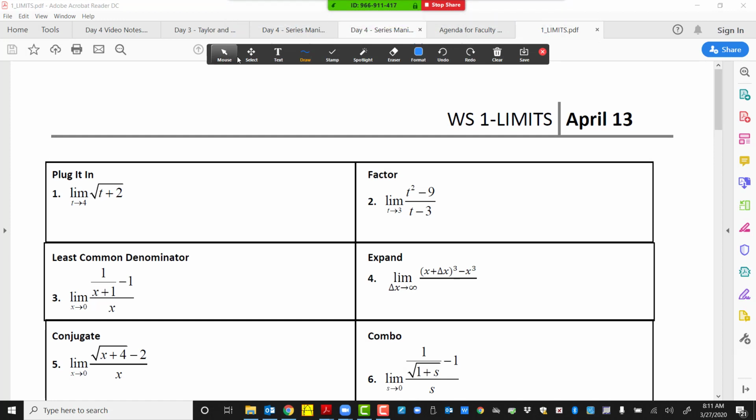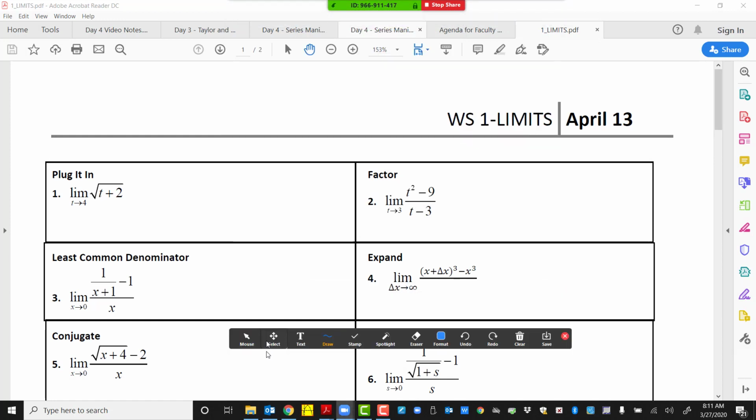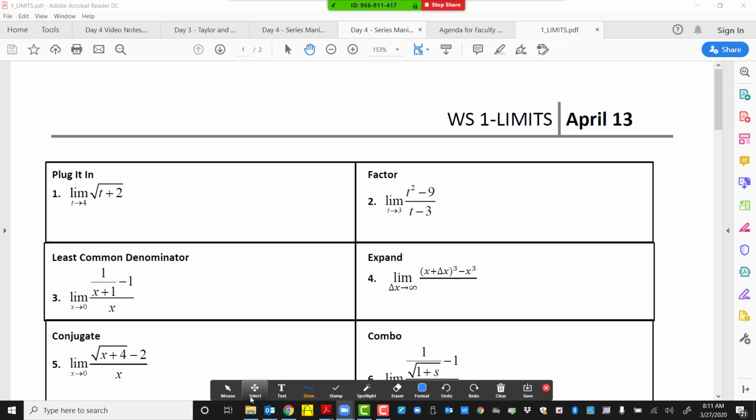We finally made it, guys. Today, we're working on limits. So I'm going to go over the first, I think it's like 8 or 9 or 10 problems on this worksheet, just to remind you of how we do some of these limits. And then we're going to let you all work on them yourselves.